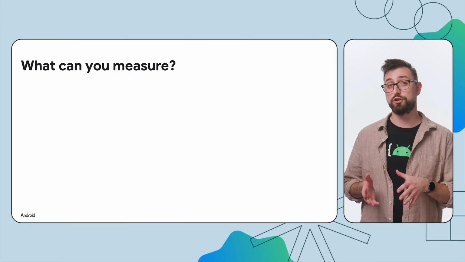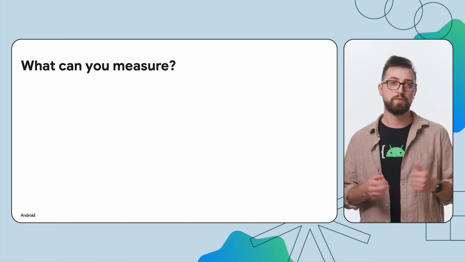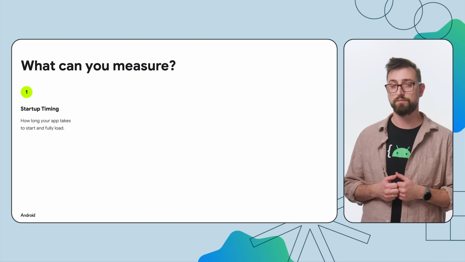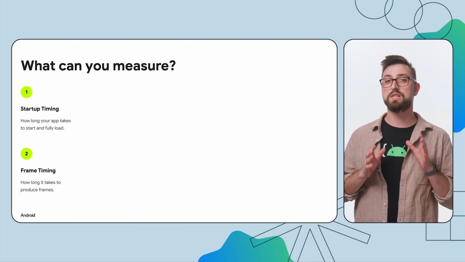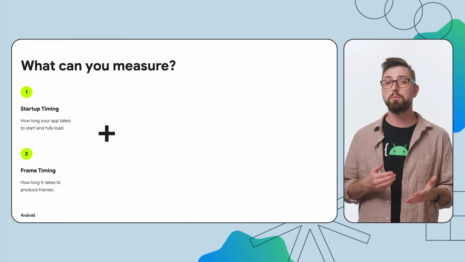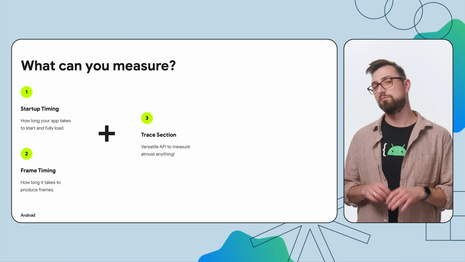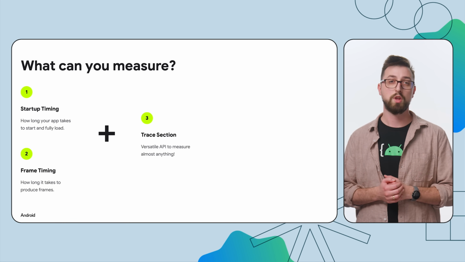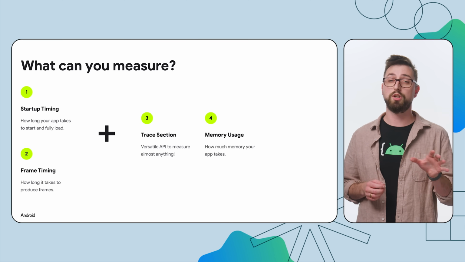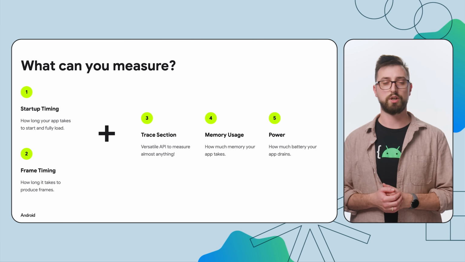Let's recap what you can measure with Macrobenchmark. There are two main metrics that are usually used either or. There's startup timing metric to measure how long your app takes to start and fully load, or frame timing metric to understand when jank might be occurring. But these are not the only metrics. You can combine multiple metrics together. For example, trace section metric, which allows you to measure almost any code that happens in your app. Or if you have issues with out-of-memory crashes, you might be interested in memory usage metric. Or if you're concerned with battery usage, you can use power metric.